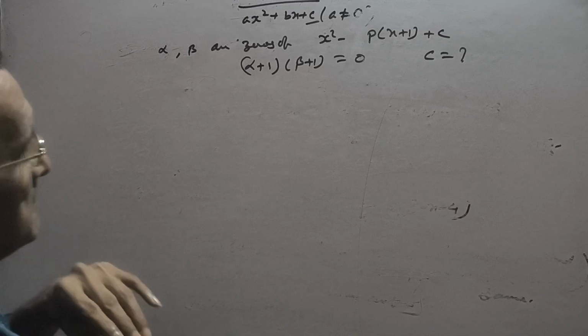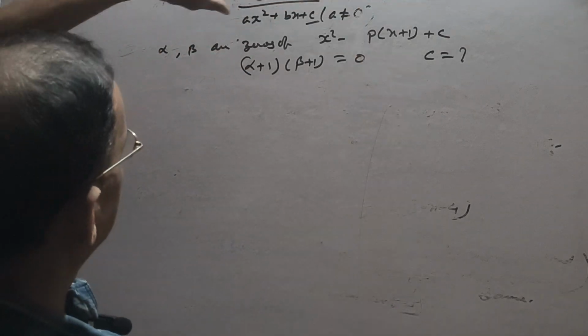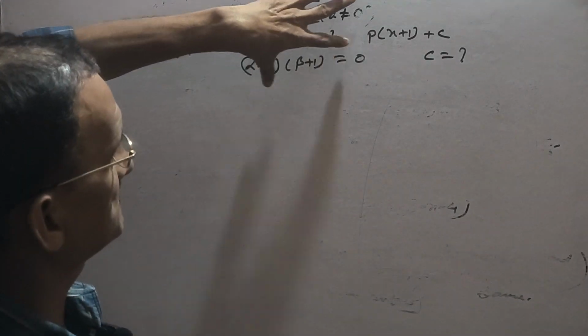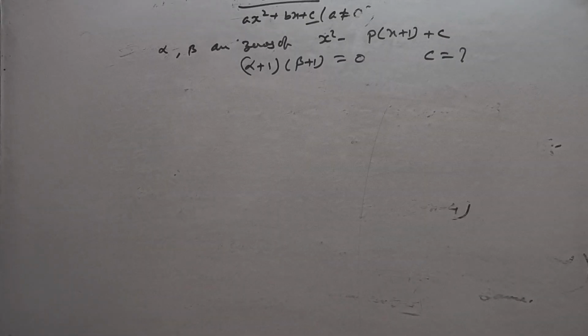This is the question. A quadratic polynomial is given, its zeros are represented by alpha and beta, and this condition is given. We need to find c.